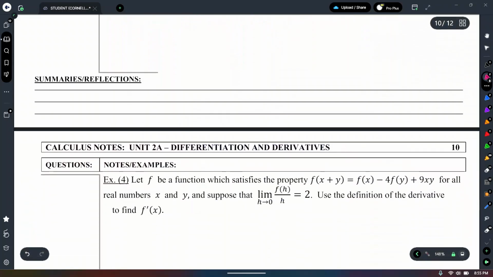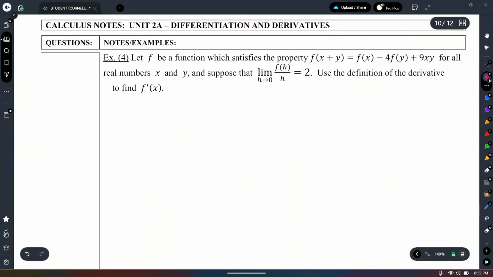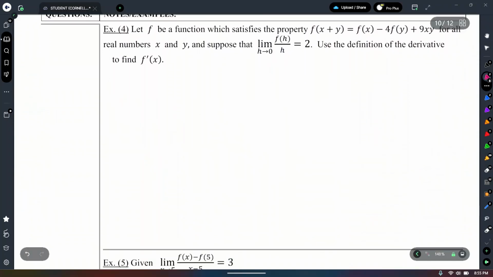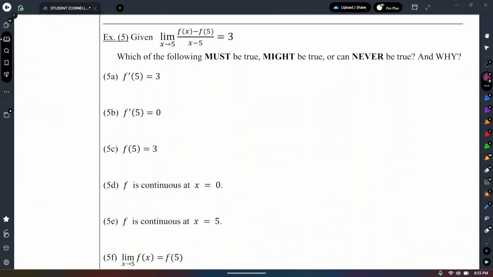All right, continuing on, we're going to skip example 4. You guys can look at the notes and fill that out, and we're going to jump right to example 5. And so here's what it says. Given that the limit as x goes to 5 of f of x minus f of 5 over x minus 5 is equal to 3, which of the following must be true, might be true, or can never be true, and why? So we're going to have to do some justification.